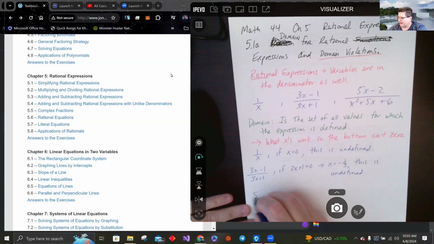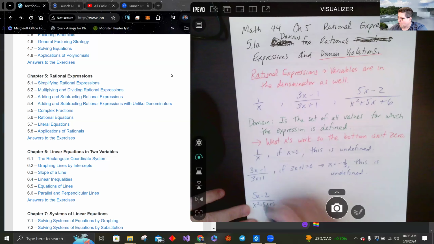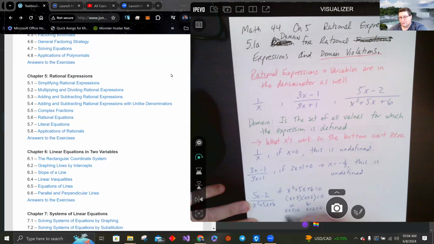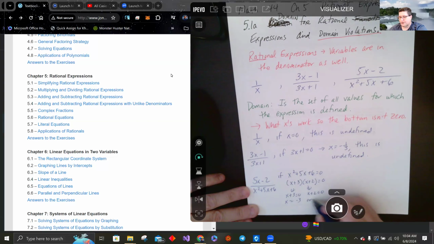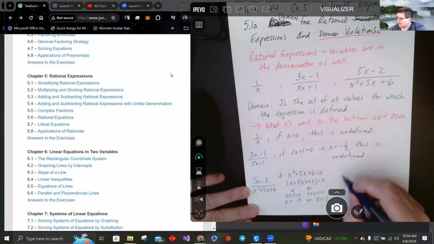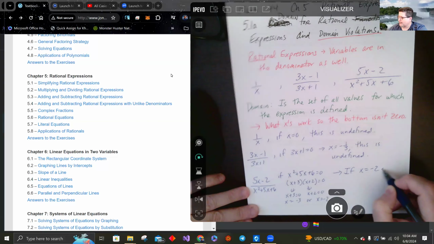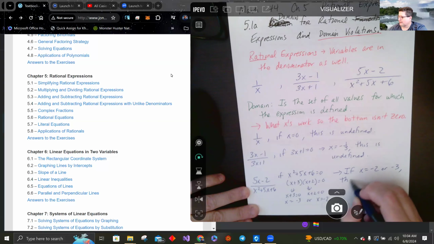And if we take a look at 5x minus 2 over x squared plus 5x plus 6, we want to see where x squared plus 5x plus 6 equals 0. That's at x plus 3, x plus 2 equals 0. So x plus 3 equals 0, or x plus 2 equals 0. X equals negative 3, or x equals negative 2. If x equals negative 3 or negative 2, this expression is undefined.